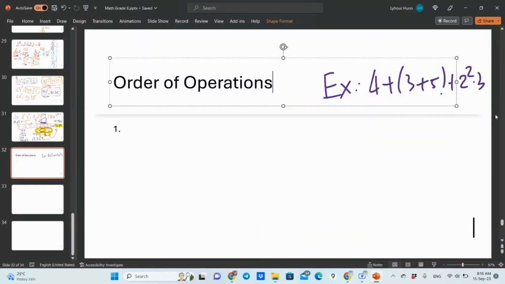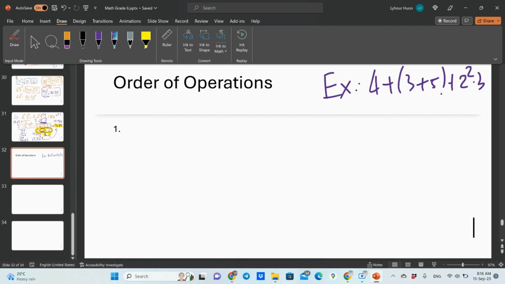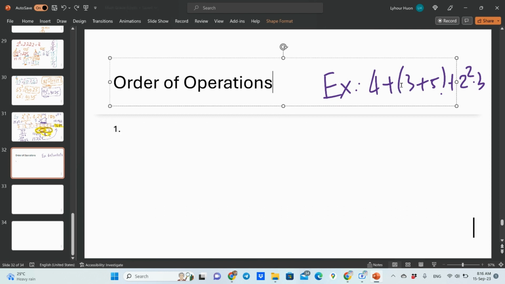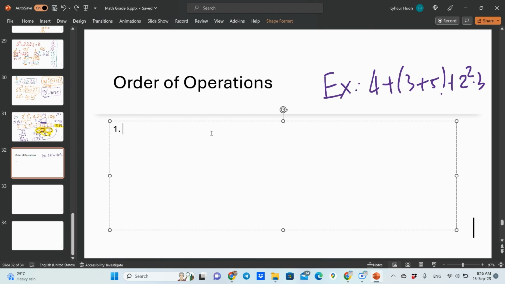Okay, so for example, we have these kinds of operations here. What should we do first? We should do the one that is in the parentheses. So what we need to do first is do the operation inside the parentheses. Then it's called within the parentheses first.